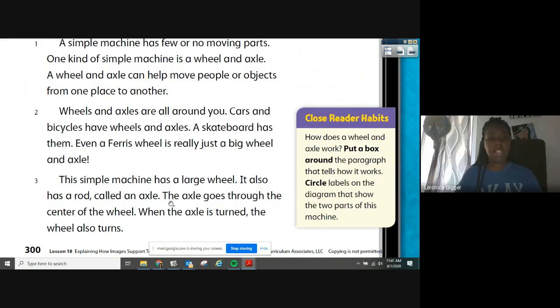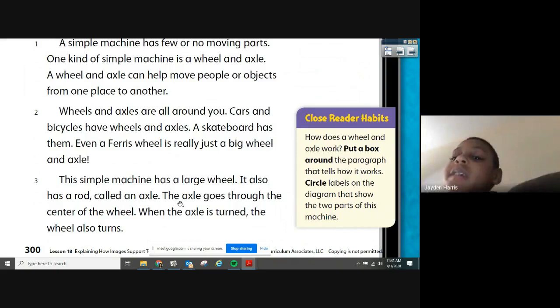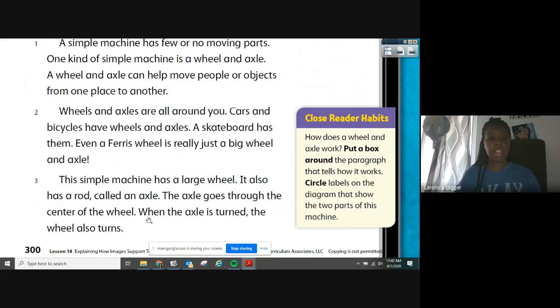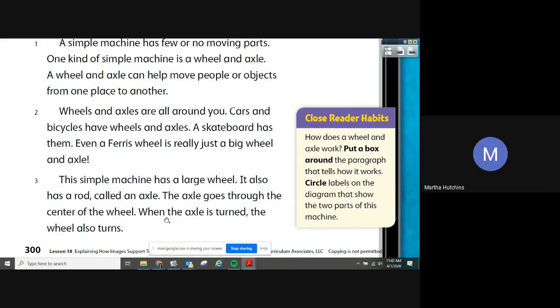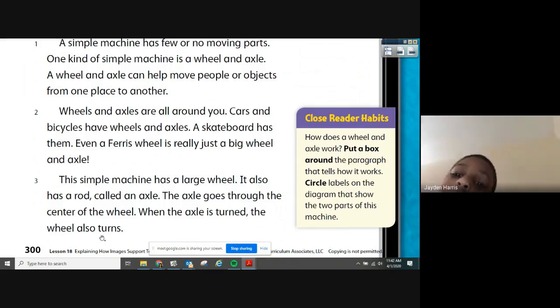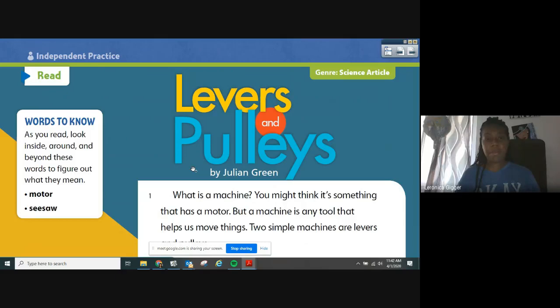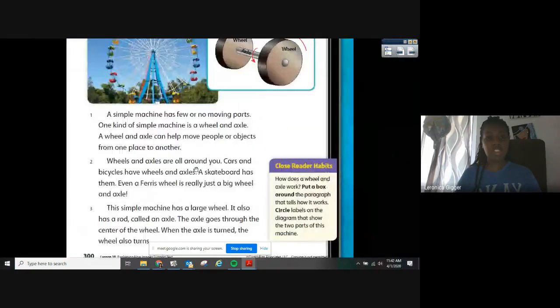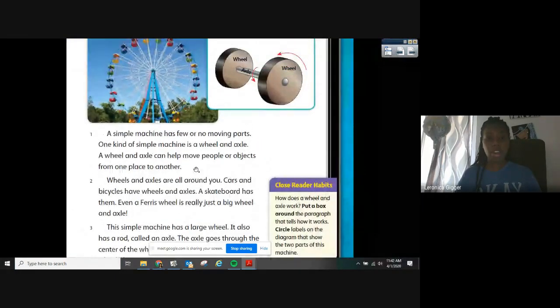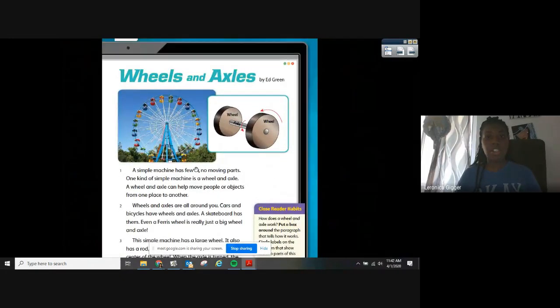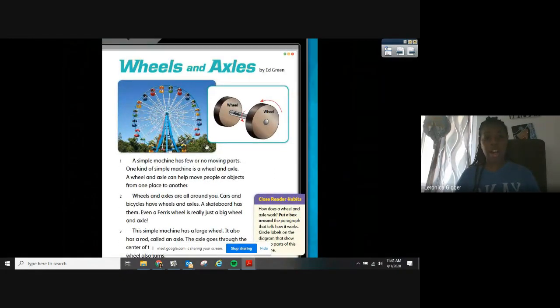All right, next sentence. The axle goes through the center of the wheel. And next sentence. When the axle turns, the wheel also turns. Very good. A very simple passage, right? Short passage. So now we have to go through and determine, is this passage fiction or nonfiction?